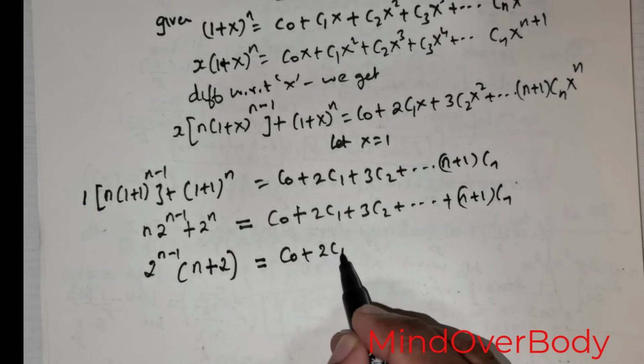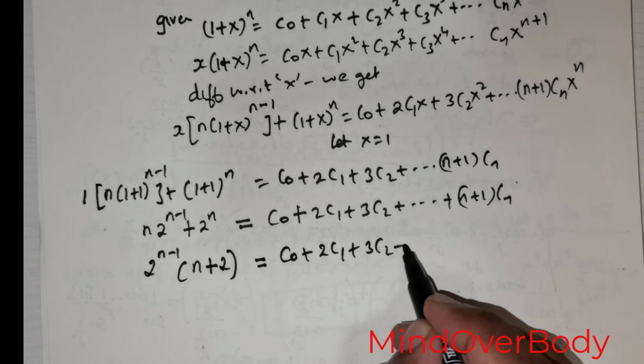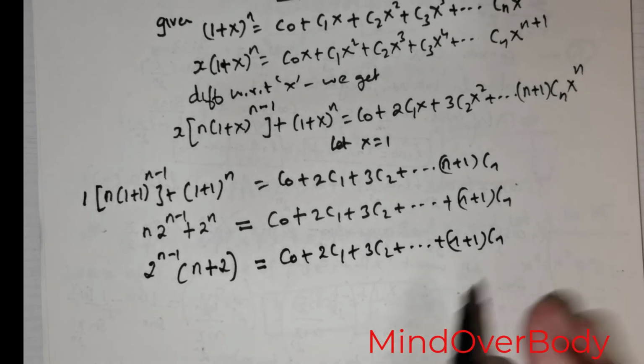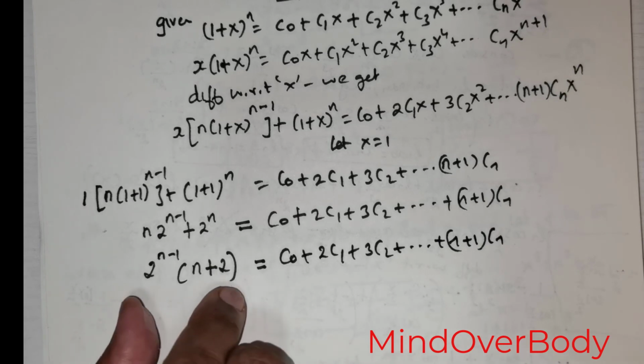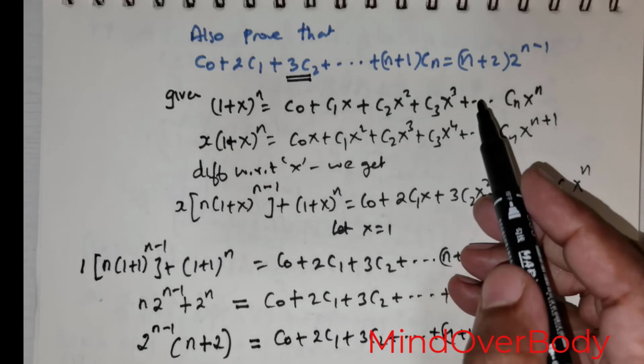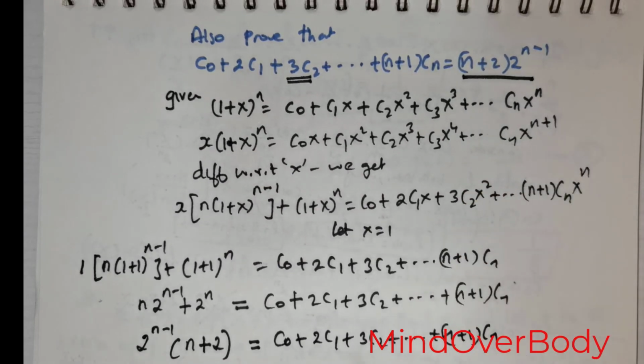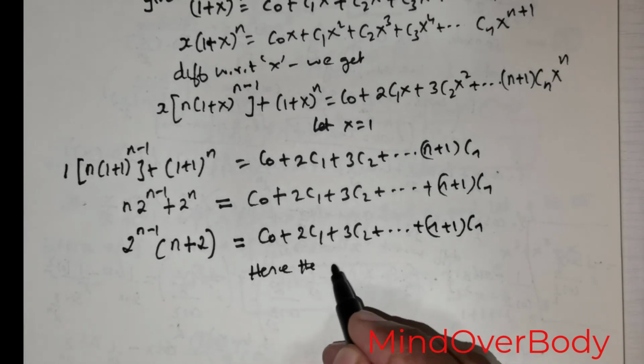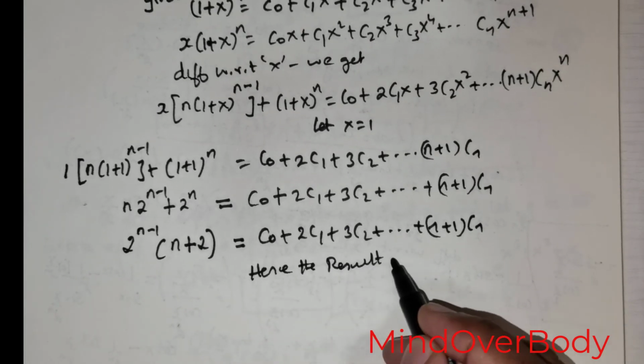So this is equal to c0 + 2c1 + 3c2 + etc. + (n+1)cn. So clearly we can see that the quantity that we have achieved here is the same as the quantity that is expected. So clearly we can now conclude, hence the result is proved.